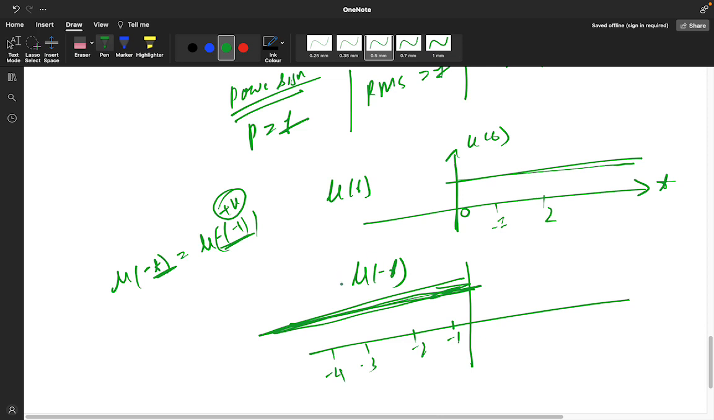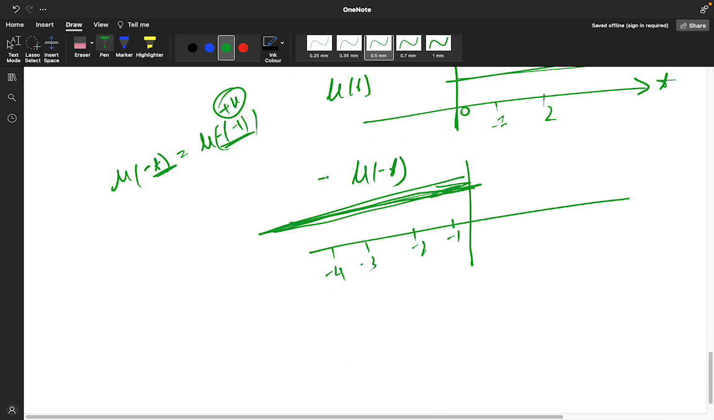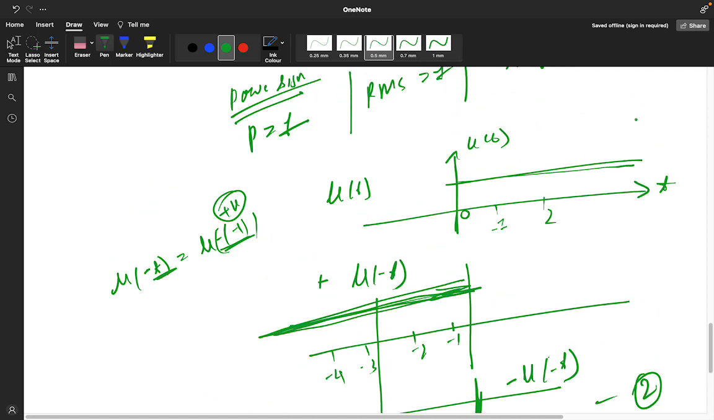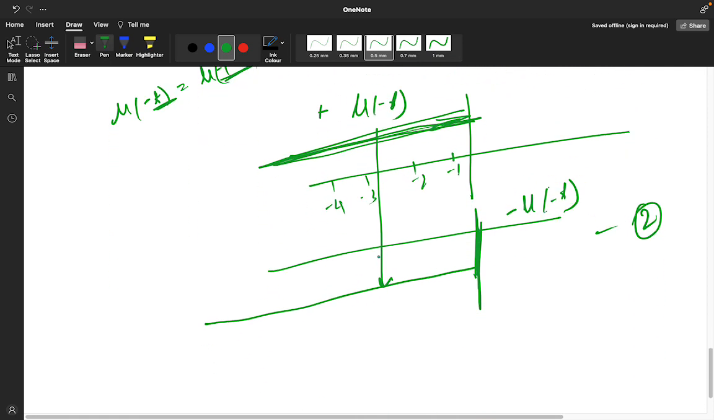Now if I do amplitude scaling, meaning I multiply it with -1, this part will come down. After multiplying by -1, this is minus u of minus t. Now you have signal 2 and signal 1. If you add signal 1 and 2, you will get a curve like this.